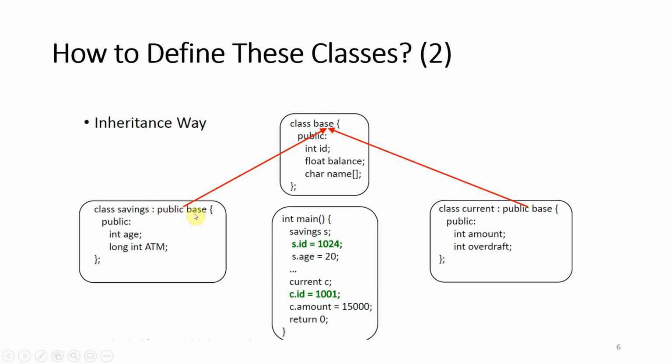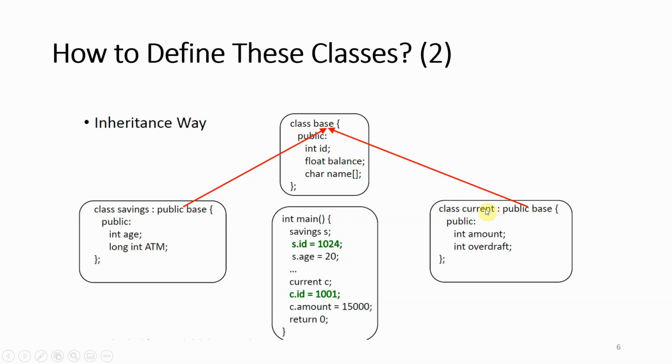Here it means that class savings is inherited from class base. It means that it has everything from class base. In addition to that, it would have the extra member variables age and ATM. Same thing for class current or class checking.